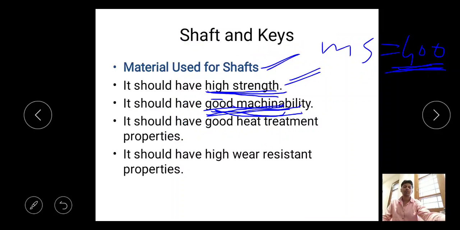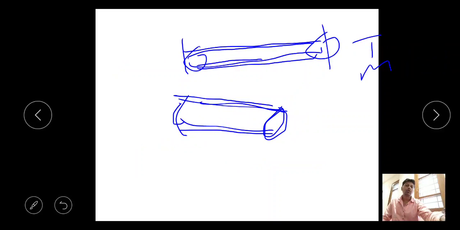It should have good heat treatment properties, that is hardness and all. It should be a hard material from outside, and it should be wear resistant. It should not suffer wear and tear from small forces, and it should not lose its upper material. That is wear and tear. So it should not break easily; that is high strength.